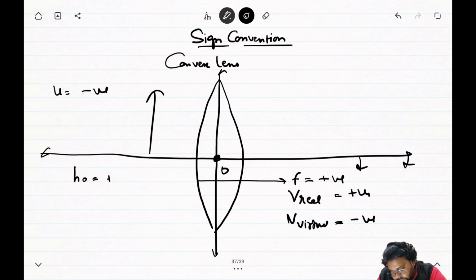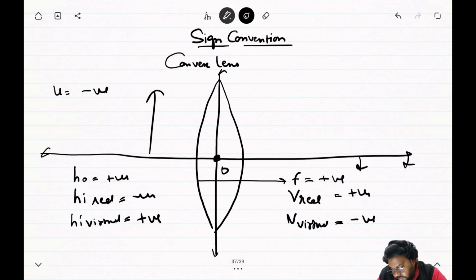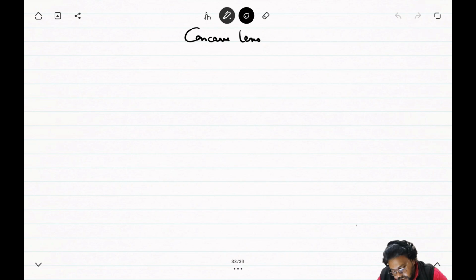If we talk about height, height of object is always positive, height of image for real is negative, and height of image for virtual is positive. Have I left anything? U, V, F, H naught or H I. Okay, so these are the terms related to convex lens and these are the sign conventions.